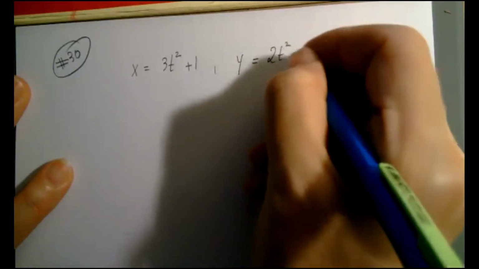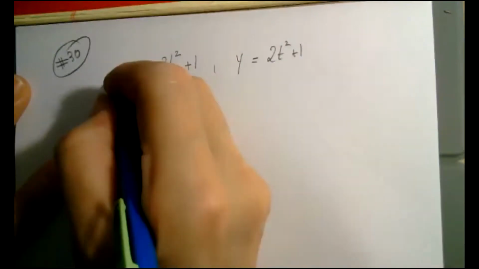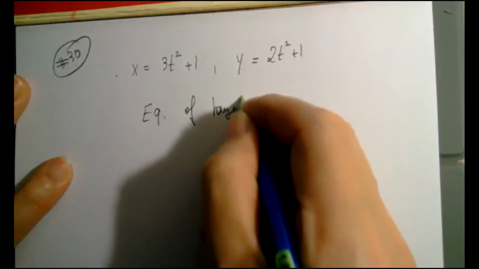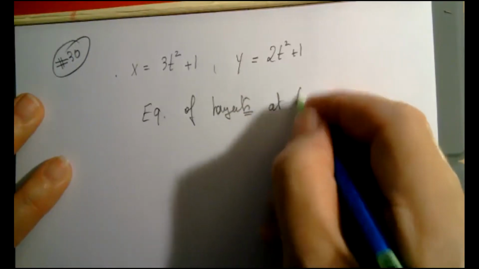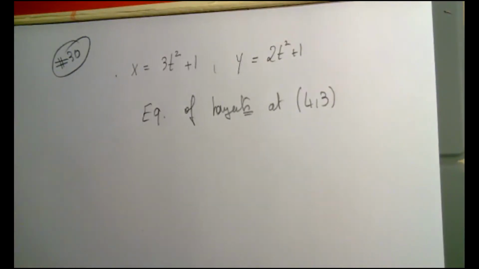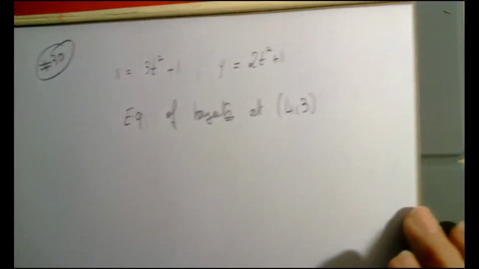Okay, and number 30. Find the equation of the tangent line to the curve x equals 3t squared plus 1 and y equals 2t squared plus 1. They want us to find the equation of the tangent at the point (4, 3).